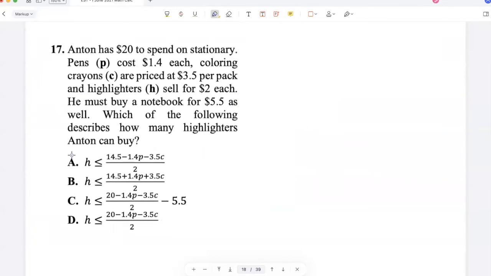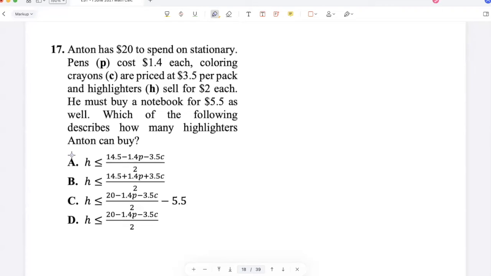Anton has $20 to spend on stationery. Pens cost $1.4 each. Coloring crayons are priced at $3.5 per pack, and highlighters sell for $2. He must buy a notebook for $5.5 as well. Which of the following describes how many highlighters he can buy?